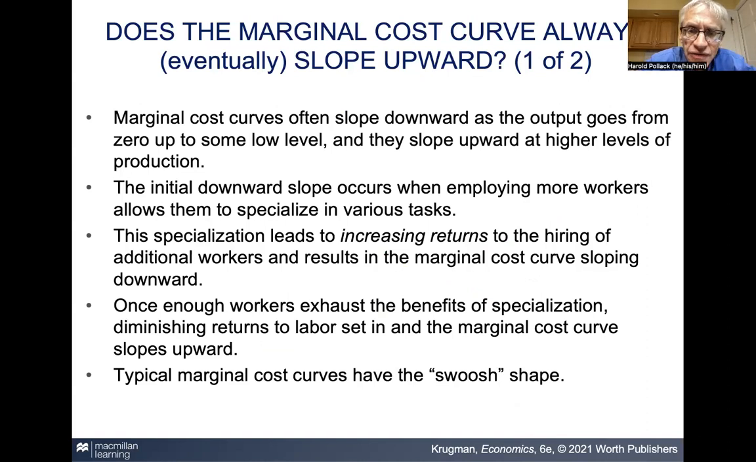Now, if you ask why the marginal cost has this U shape, the initial downward slope often occurs because as you start hiring more workers, you can have them specializing in a more efficient way. But if you have so many workers that you've exhausted the benefits of specialization, then they start to get in each other's way, and you start to see diminishing returns to labor. So that U shape is kind of the intuitive way things tend to go.